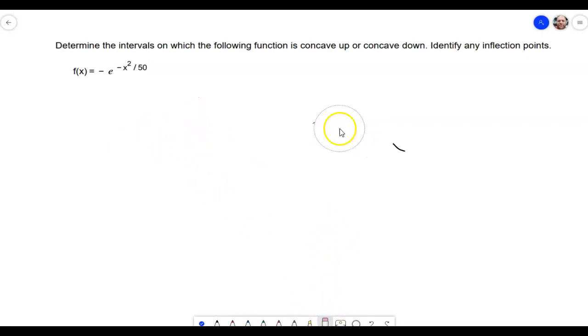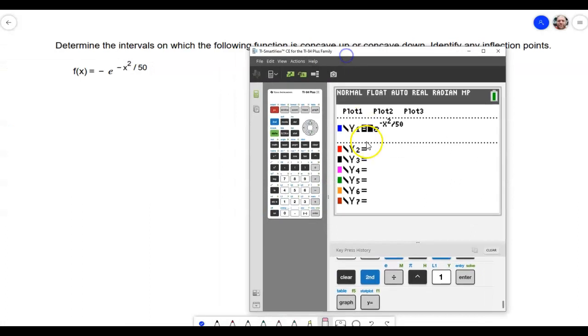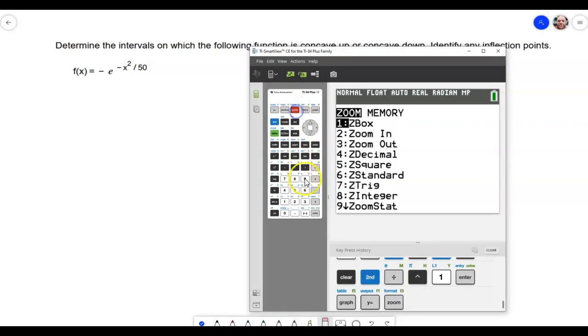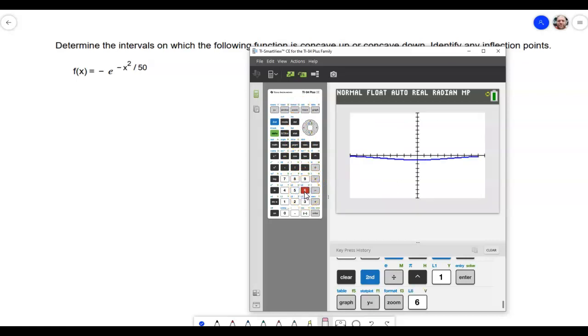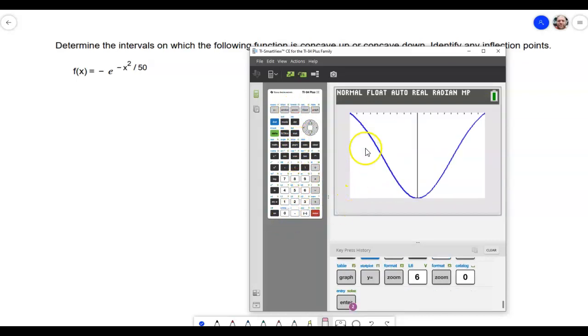The first thing I always like to do is to put this into the calculator. So go to y equals, put the function in, and then let's do a zoom standard to start with, see what this thing looks like. It doesn't give me a real good idea, so let's do a zoom fit. Oops, and that looks a little bit better.